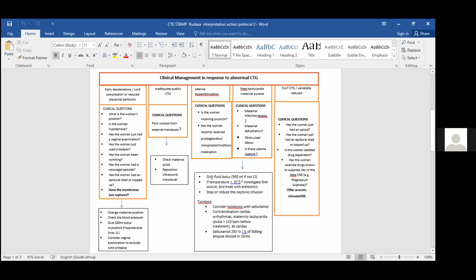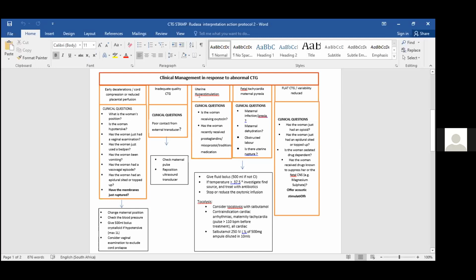So what will you do? You will give some fluids, check the temperature and give antibiotics, and if there's oxytocin, you stop it, but you can also do tocolysis, right? You must remember that to tocolyse with salbutamol, you cannot do it if the maternal heart rate is more than 110, because salbutamol will cause a maternal tachycardia which is so severe. You use 250 micrograms diluted in saline, and you can repeat it in 30 minutes. It works quickly: within 5 minutes of giving salbutamol, the heart rate will slow down and improve.